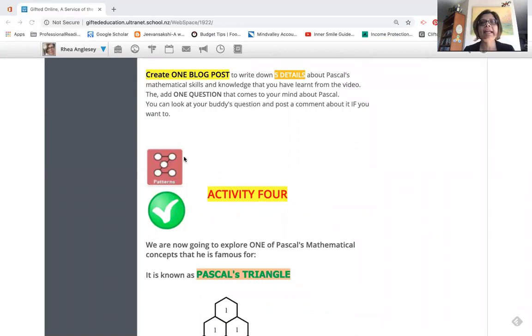Look at that. A new icon, a new symbol, a new way of thinking. This is called patterns. Guys, patterns and numbers go hand in hand, right? Numbers work in patterns. And that is why mathematics is so much fun. Because once you figure the pattern out, you can apply it. You can solve problems. So what are we looking at?